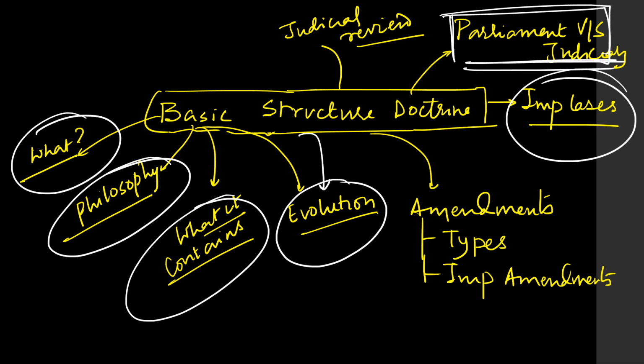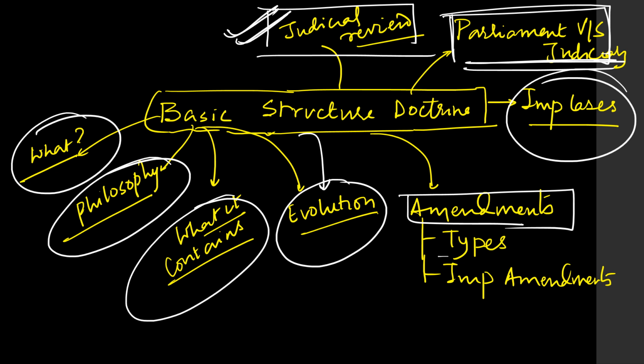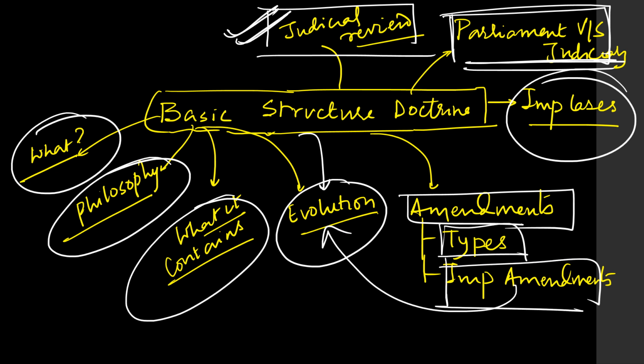And then, the reason for the basic structure doctrine was that there was a conflict between the parliament and judiciary. Next, the thing which led to the doctrine of basic structure was the doctrine of judicial review. So you need to prepare the doctrine of judicial review also. And last but not the least, you need to prepare amendments to the Indian Constitution. What are the different types of amendment and the important amendments related to the evolution of basic structure doctrine.